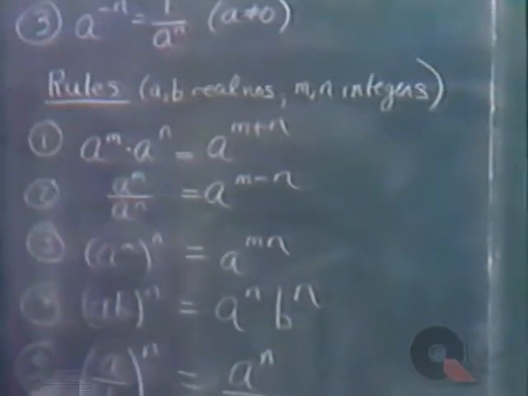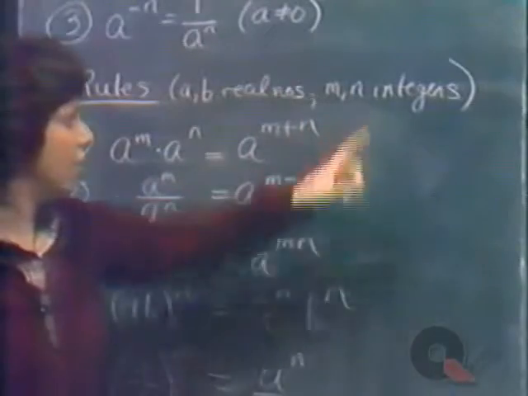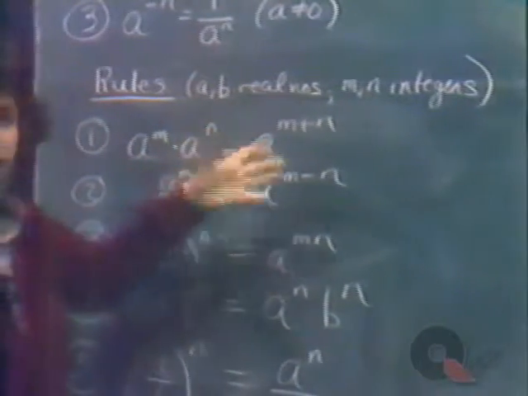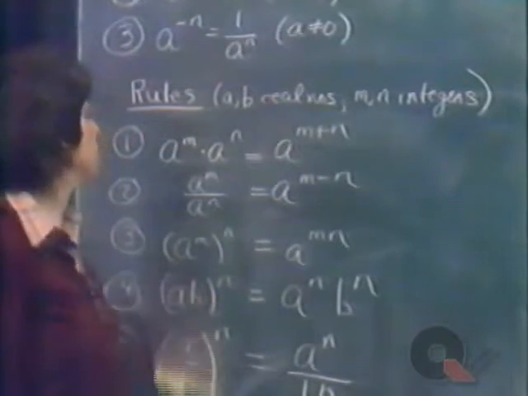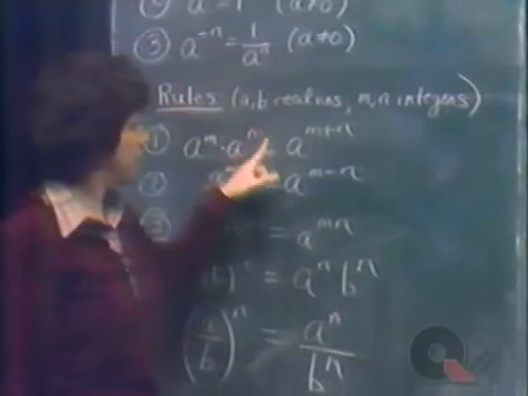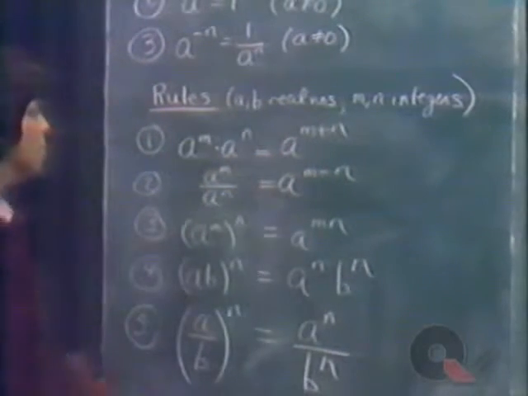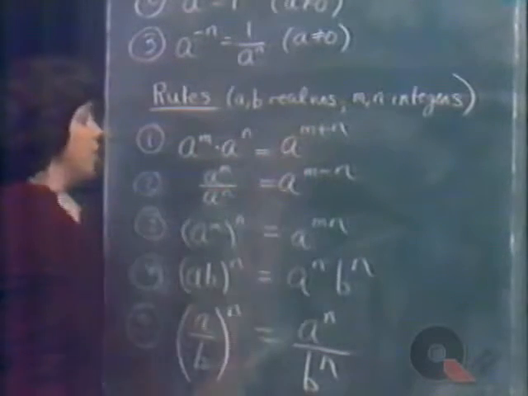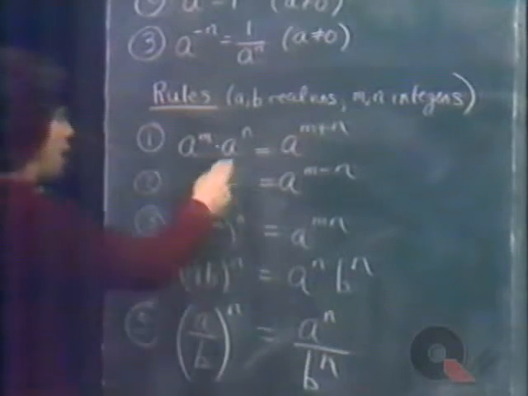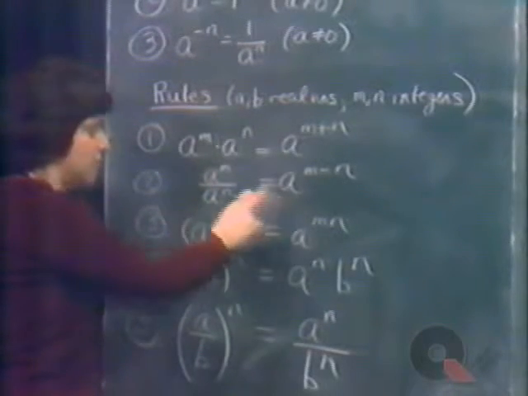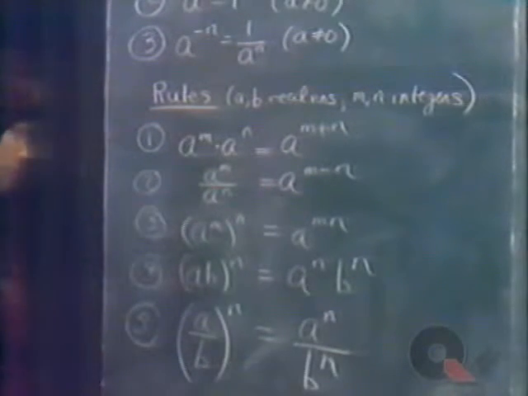In these, I will assume that a and b are real numbers and that m and n are integers. And where necessary, if you ever see division, we will assume that we do not have division by 0. In rule number 1, a to the m times a to the n is a to the m plus n. We are multiplying with the same bases. We will keep the base and add the powers. A to the m over a to the n. We are dividing. They have the same bases. We keep the base and we subtract the powers.